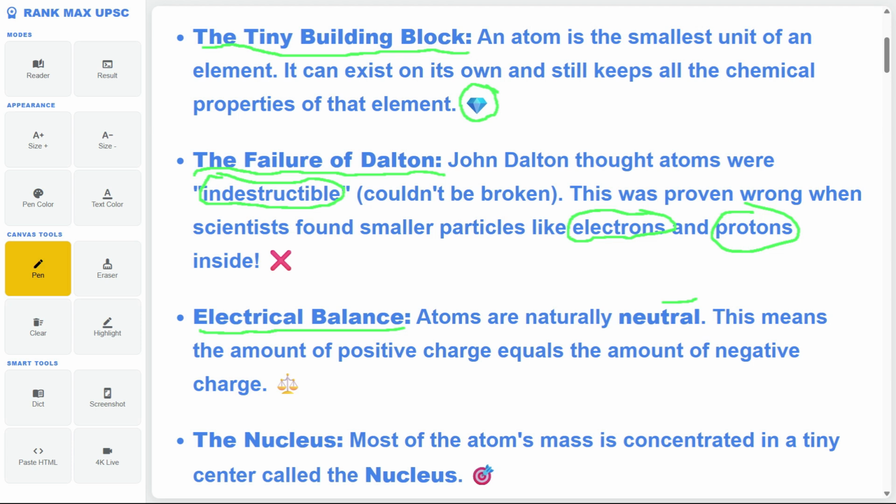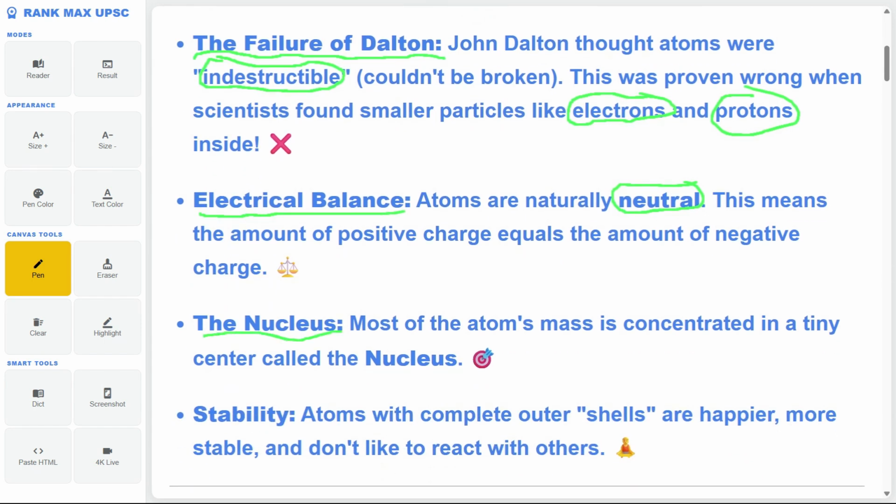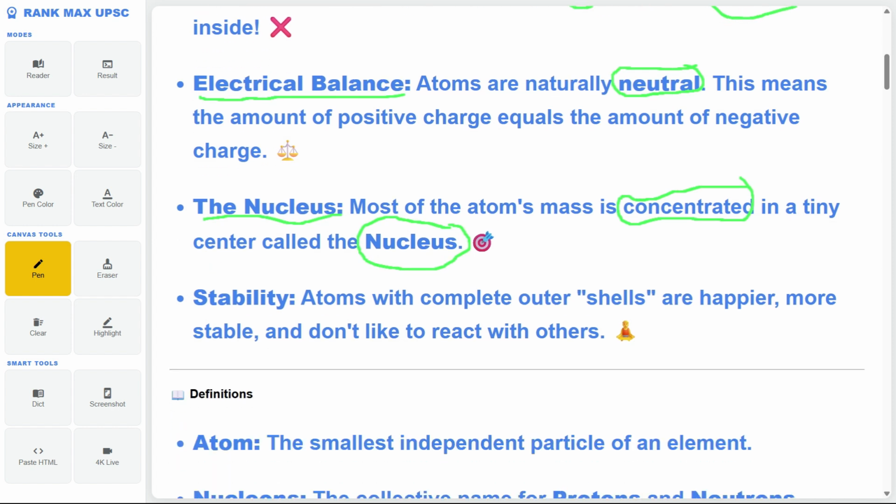Atoms are naturally neutral. This means the amount of positive charge equals the amount of negative charge. Most of the atom's mass is concentrated in a tiny center called the nucleus. Atoms with complete outer shells are happier, more stable, and don't like to react with each other.